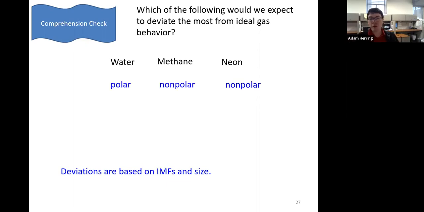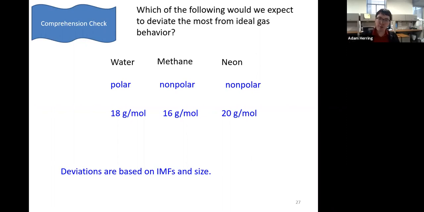So water is polar, but methane and neon are both nonpolar. They all have similar molar masses, so we're not going to be able to make a huge distinction between them. But if we had to determine which one deviated the most or the least, then this should be sufficient to make a distinction, especially because methane and neon both are nonpolar and both are roughly the same size. So we would expect to have to distinguish between them using their molar masses.